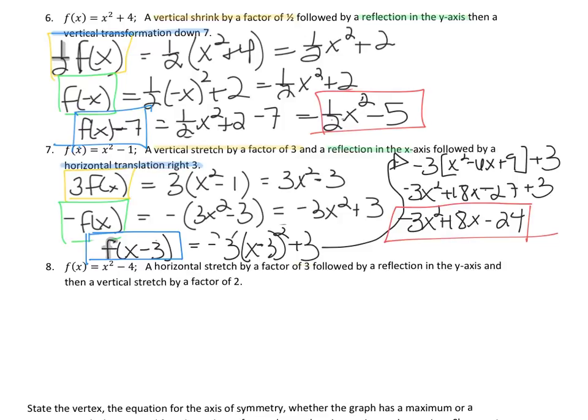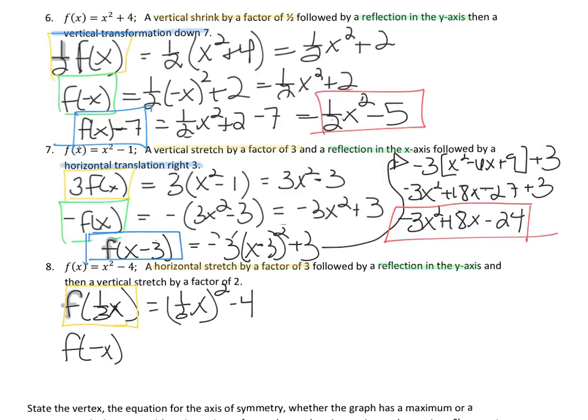And the last problem, f of x is x squared minus 4. Wants us to do a horizontal stretch by a factor of 3, which in function notation is f of 1/3 x, which is (1/3 x) squared minus 4, so 1/9 x squared minus 4. And followed by reflection in the y-axis, which is f of negative x, reflection in the y-axis on the inside. So now I have 1/9 parentheses (negative x) squared minus 4, which is just 1/9 x squared minus 4.